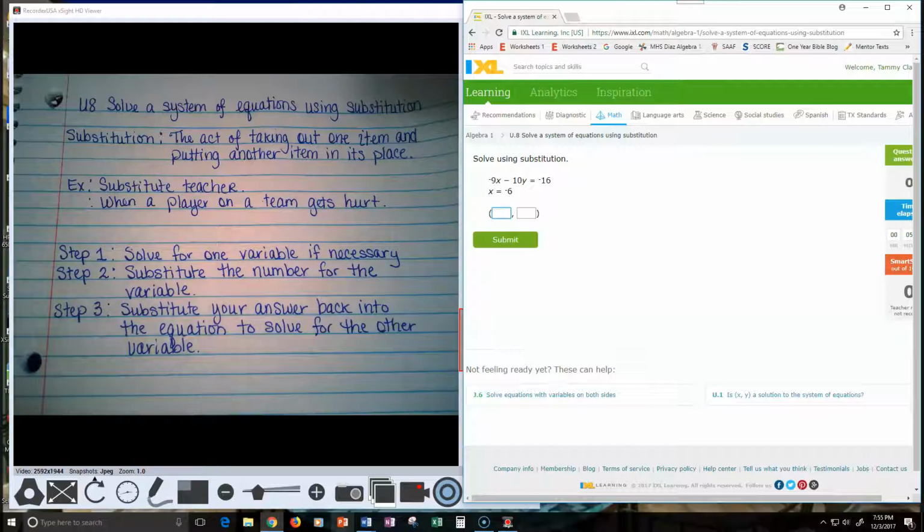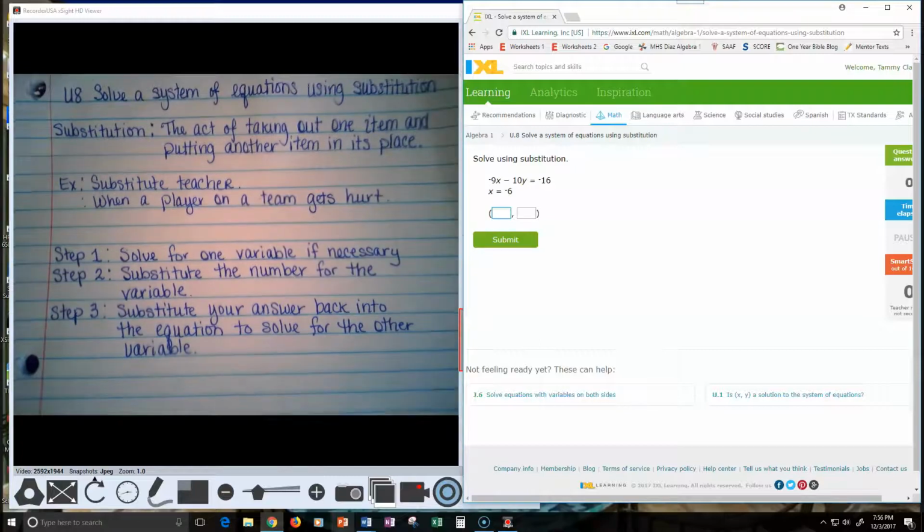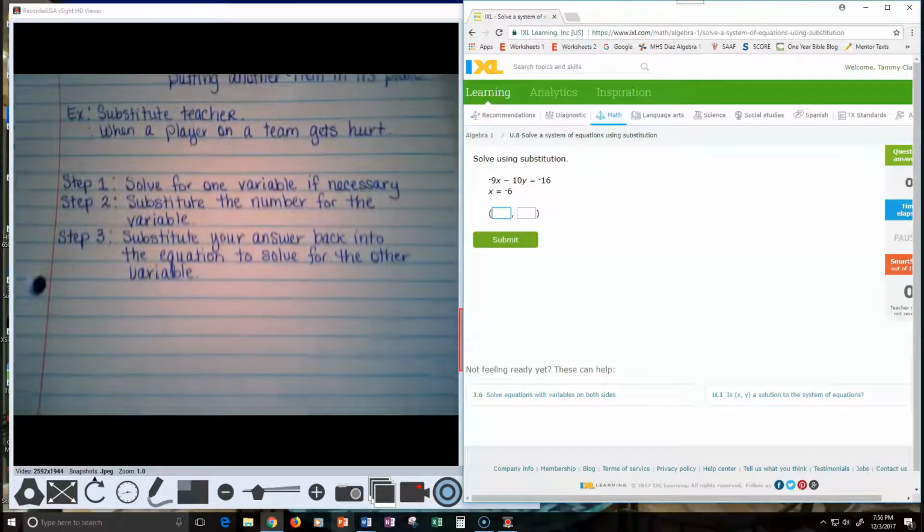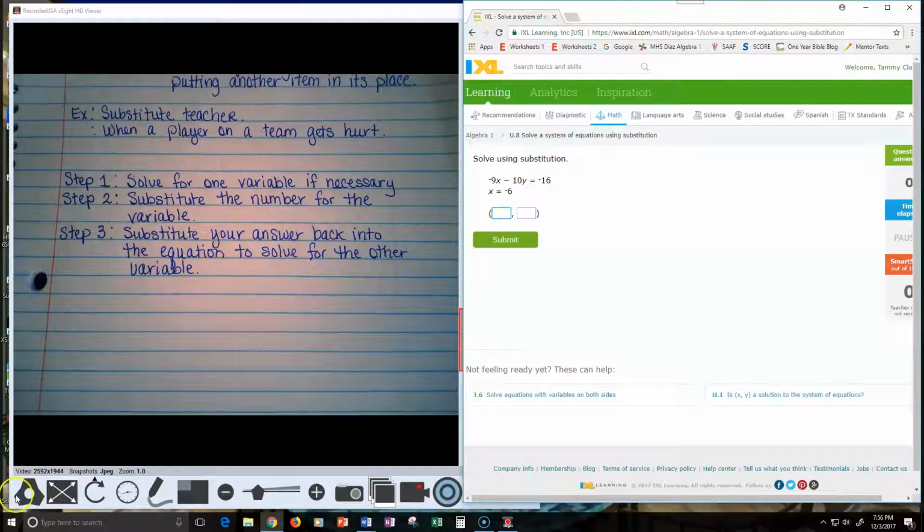Then you take your answer, so when you get x equals something or y equals something, you take that answer, whatever x or y equals, and you put it in place of the variable in the other equation. And then once you get that done and you've found your answer, you're going to substitute your answer back into the equation and solve for the other variable. Now, I know that was a bit wordy, and it'll make more sense, I promise, when you see it. So let's go ahead and look at question number 1.